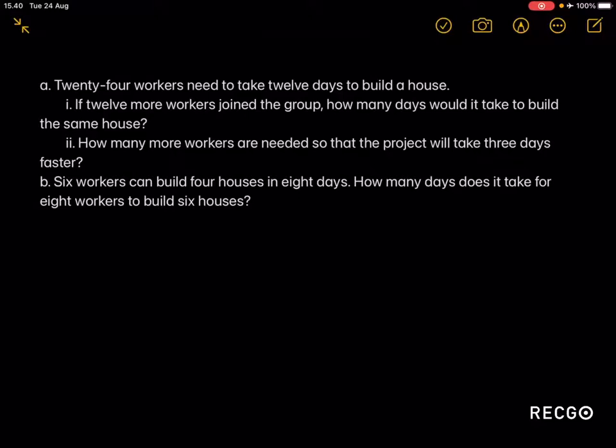Right, so I have another proportion question for you. I have two parts. Let's solve for part A first. 24 workers need 12 days to build a house. If 12 more workers join the group, how many days would it take to build the same house? And how many more workers are needed so that the project will take 3 days faster?